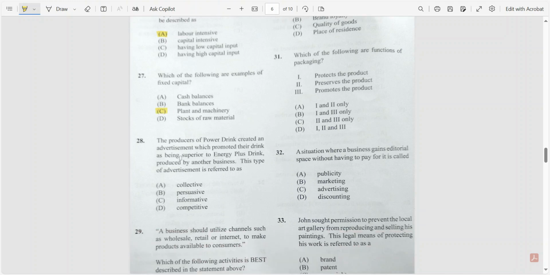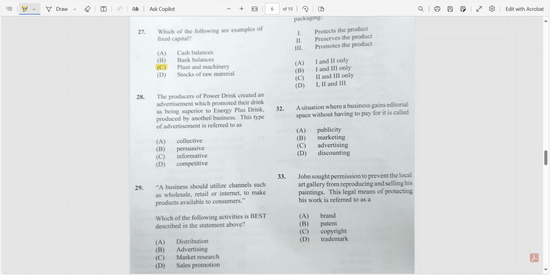The producers of Power Drink created an advertisement which promoted their drink as being superior to Energy Plus drink produced by another business. This type of advertisement is referred to as competitive. They're competing with the other brand.